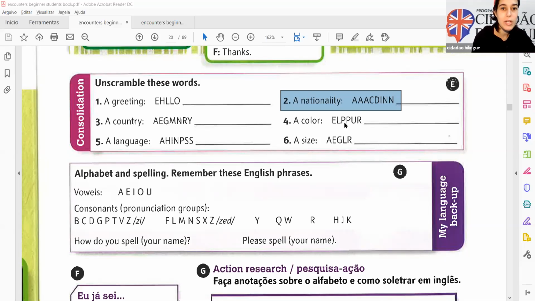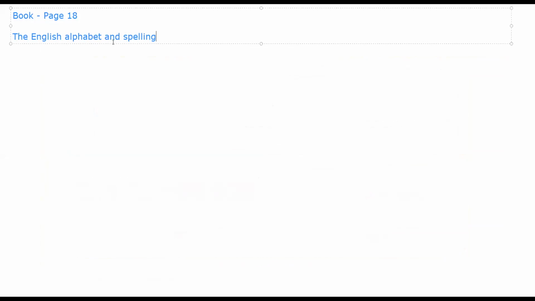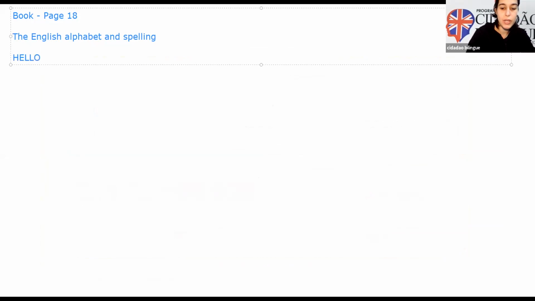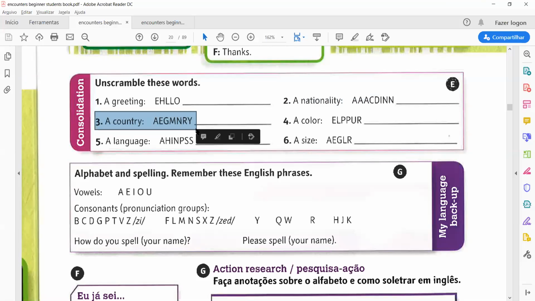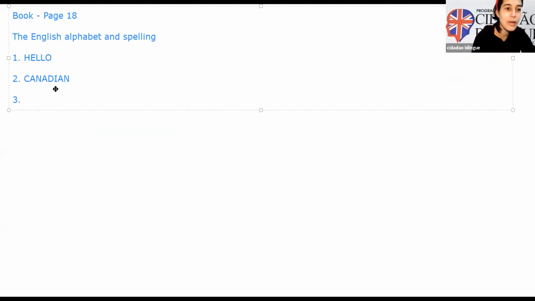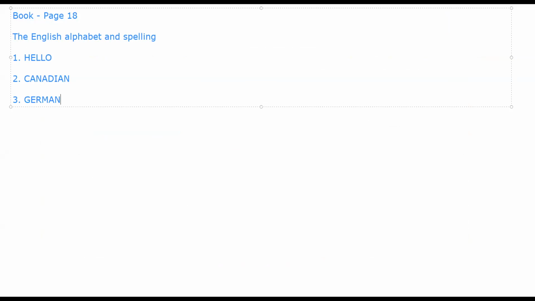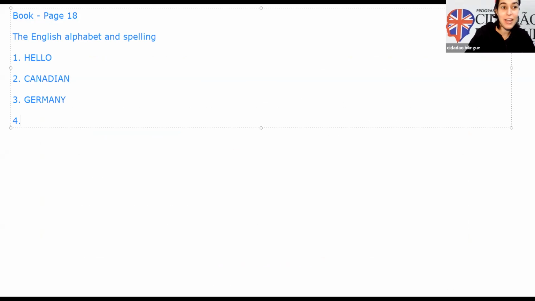Our first word was hello. Our second word is Canadian. So number one, hello. Number two, Canadian. Giovanna, number three, you said? Country? German. Germany. Okay. You were right, Giovanna. Germany. Okay? Que é, na verdade, Alemanha, ok?